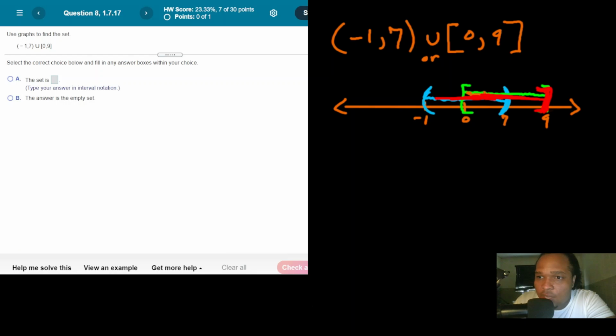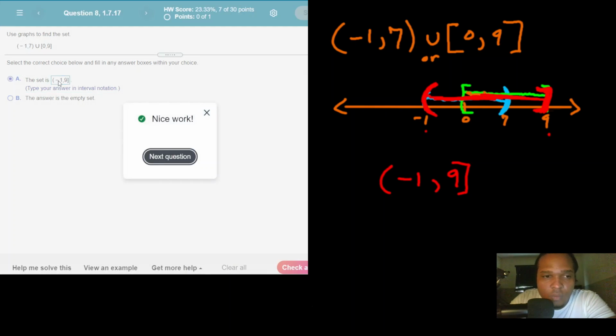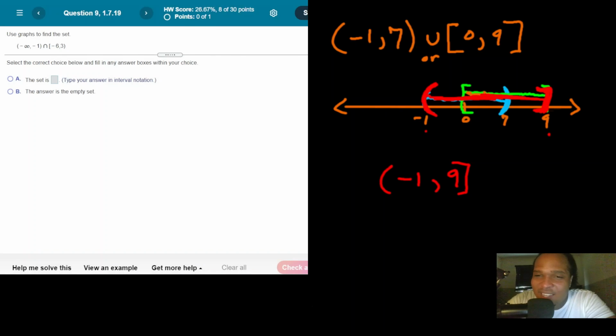So we'll just do it like that. So it's everything in between -1, +9, and that is your union. So this is between -1 and +9. Make sure you put the appropriate symbols. That uses a bracket, so this uses a bracket as well. And that's it. So this is -1, and this is +9. Nice work. See, not so bad, right?